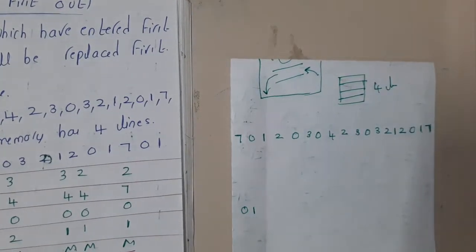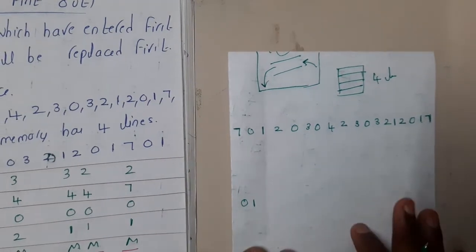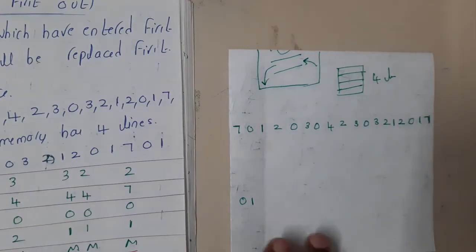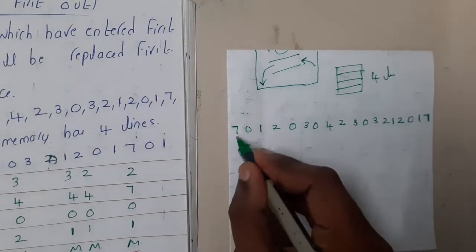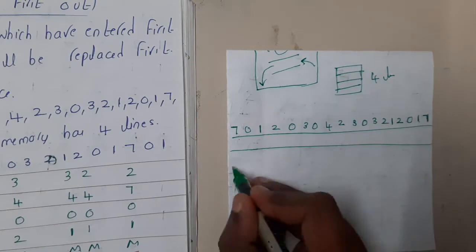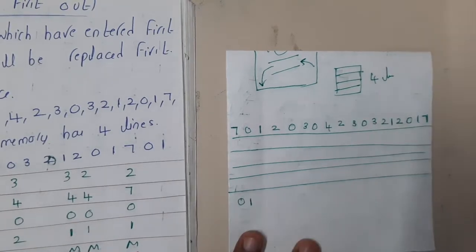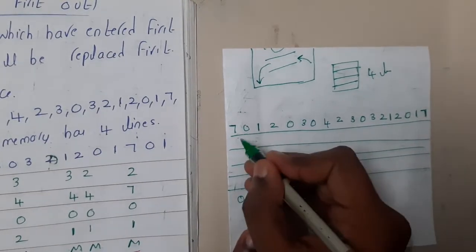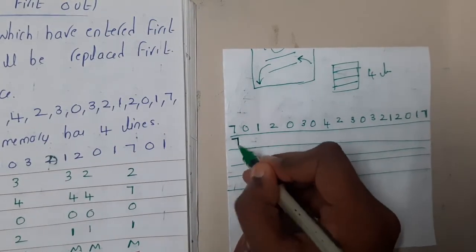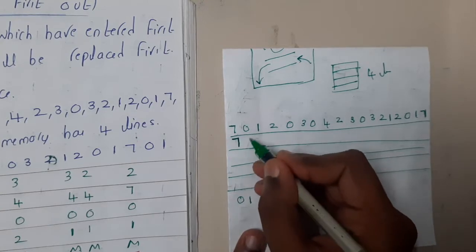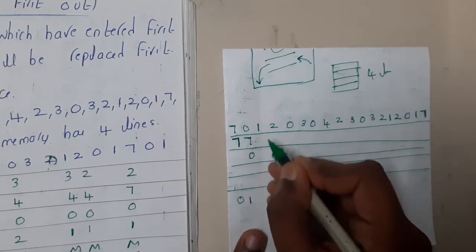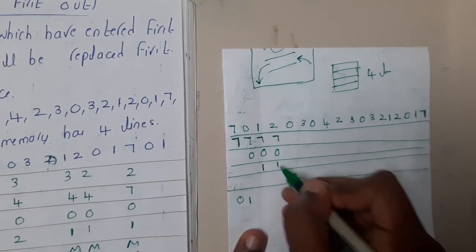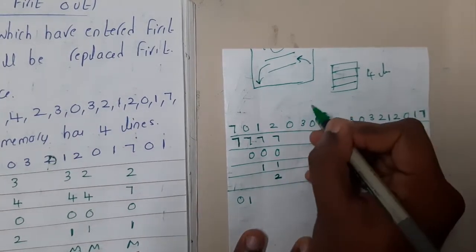Let us start. Initially we have 7, and our cache is completely empty. Let me draw 4 boxes because it will be easy for us. Since the cache is empty, we can directly give the first place to 7. Now 0 came, and there is a slot below, so let us write 7, 0. 1 came: 7, 0, 1. Then 2 came: 7, 0, 1, 2. Now 0 came.